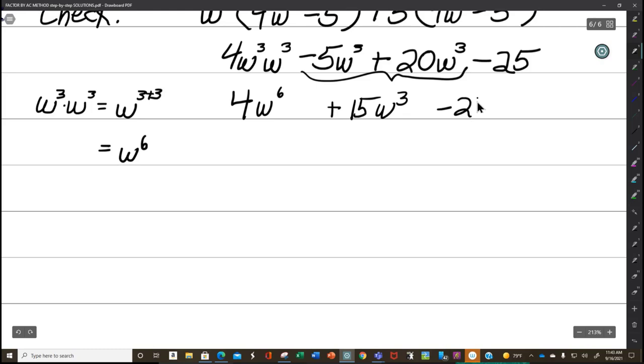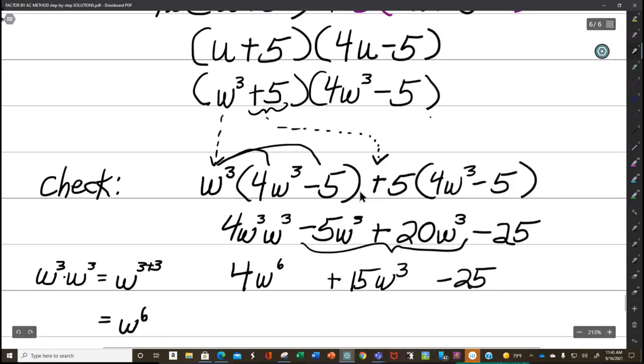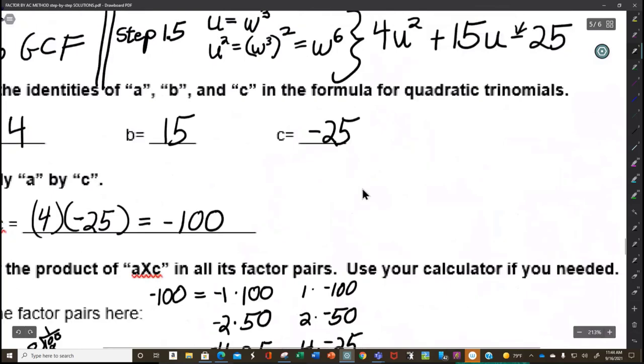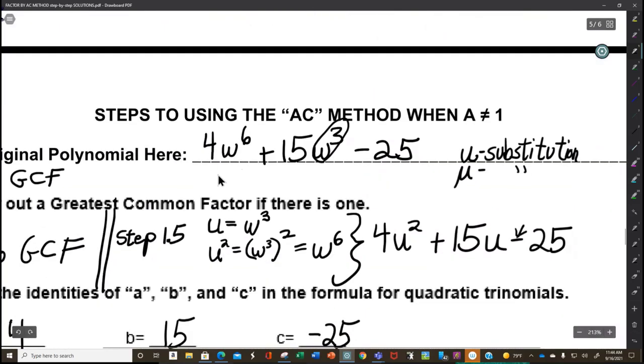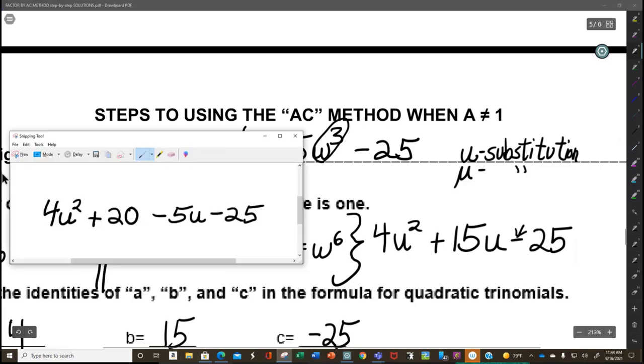Minus 25. Now I'm going to check and see if that matches the original problem. Four W to the 6th plus 15 W cubed minus 25. Let me copy that and drag it down.